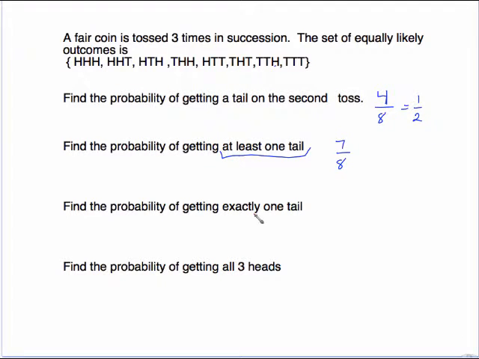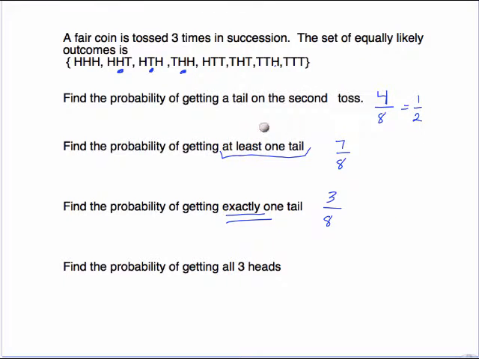Find the probability of getting exactly 1 tail. We're only interested in where we have exactly 1 tail. Is there exactly 1 tail here? No. Here, yes. Here, yes. Here, yes. Is there exactly 1 tail here? No, there's 2. How about here? There's 2. Here there's 2, and here there's 3. So the only ones I have marked there are 3 instances where we had exactly one tail.